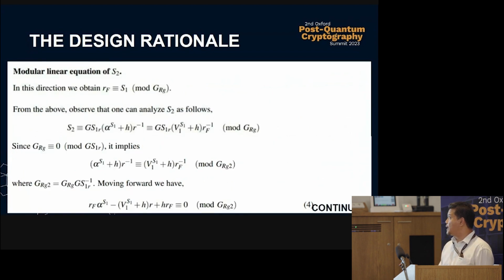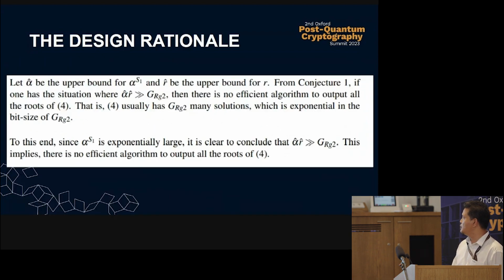What about if we target the linear equation S2? So the linear equation S2, after some manipulation, we end up with the final equation, which is RF alpha S1 minus VS1 plus HR plus HRF equals 0 mod rho2. Here, RF is a public value. Alpha to the power S1 is unknown. VS1 is known. H is known. R is unknown. H is known. RF is known. So here we utilize Herrmann-May's conjecture.